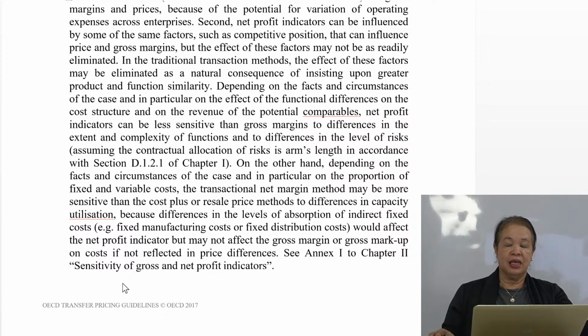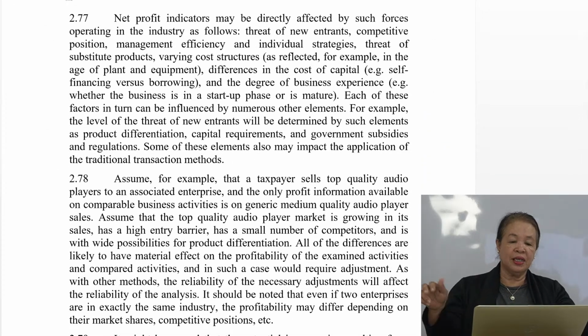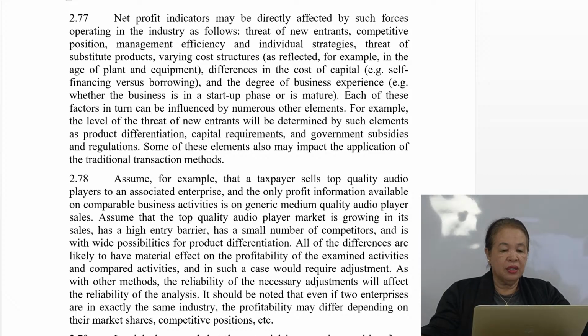That is being analyzed in the last portion of the guidelines. So net profit indicators may be directly affected by such forces operating in the industry as follows: threat of new entrants, competitive position, management efficiency, and individual strategies. Threat of substitute products, varying cost structures, as reflected, for example, in the age of plant and equipment. Differences in the cost of capital, self-financing versus borrowing. And the degree of business experience, whether the business is in a startup phase or is mature.